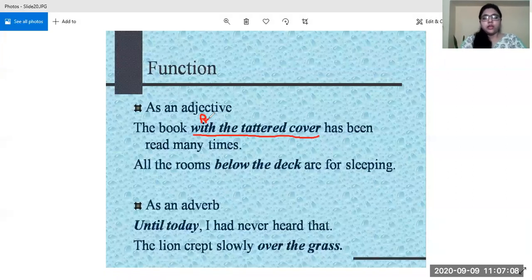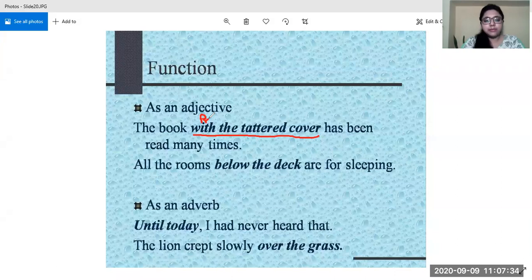Okay. In the second sentence, all the rooms below the deck are for sleeping. Now, "below the deck" again starts with a preposition, so it will be a prepositional phrase. And since it is modifying or describing the noun rooms, this will again be an adjective phrase as well. Moving on to the next function, it functions as an adverb also.